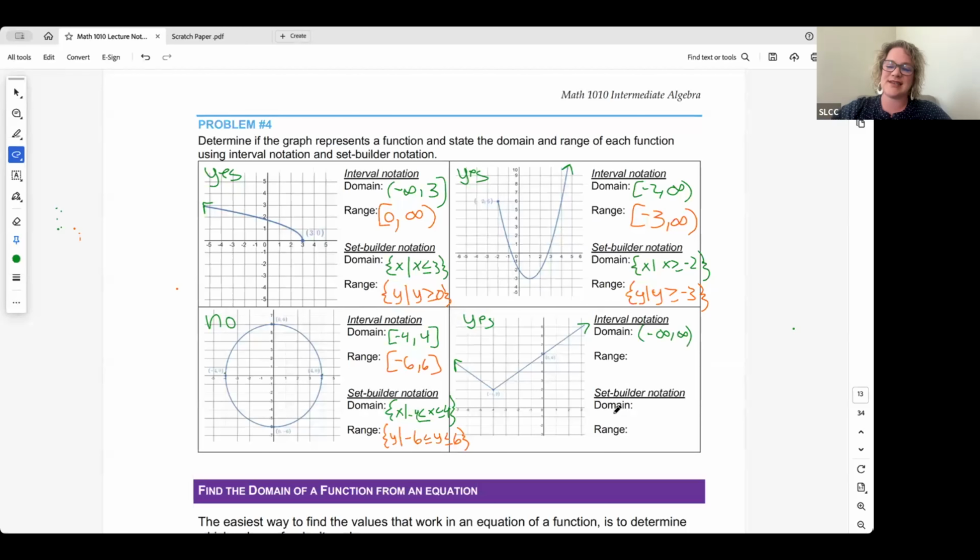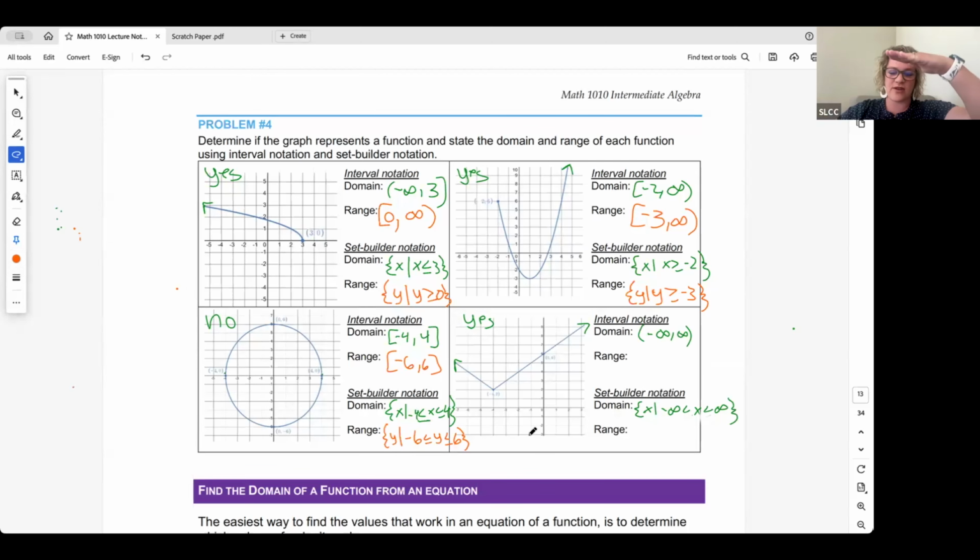And how do I do that in set builder notation? So this would be x such that x is in between -infinity and infinity. So we call this all real numbers. So you could put all reals, or you could put -infinity less than x less than infinity. Okay, and let's look now at the range.